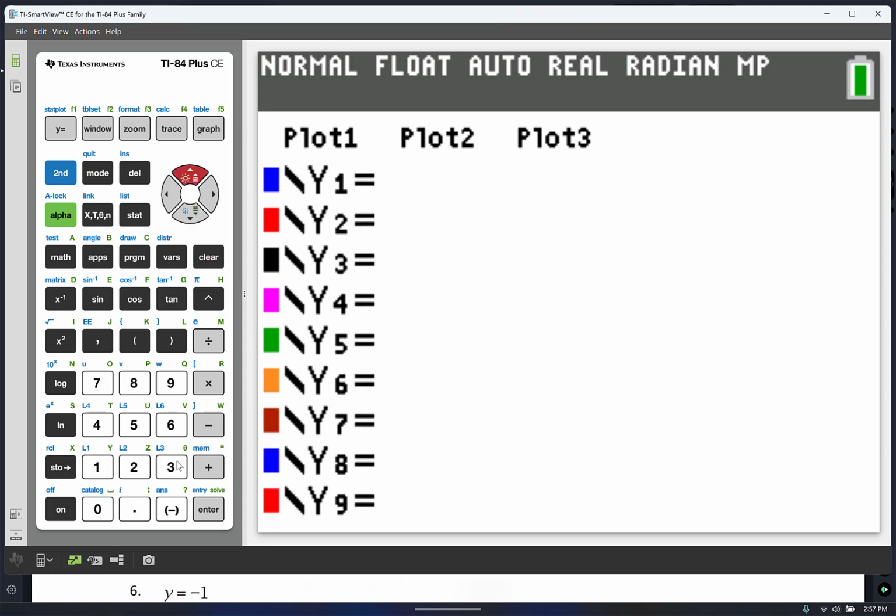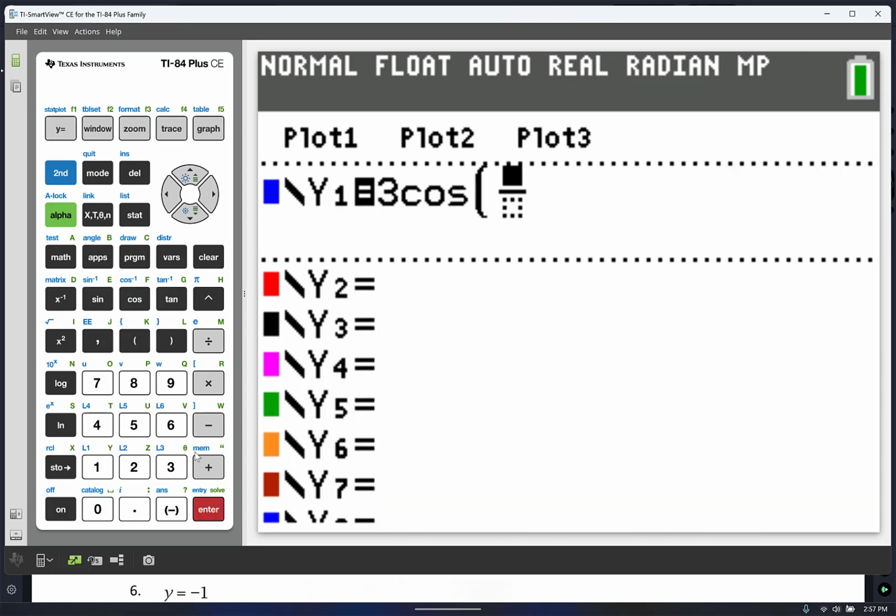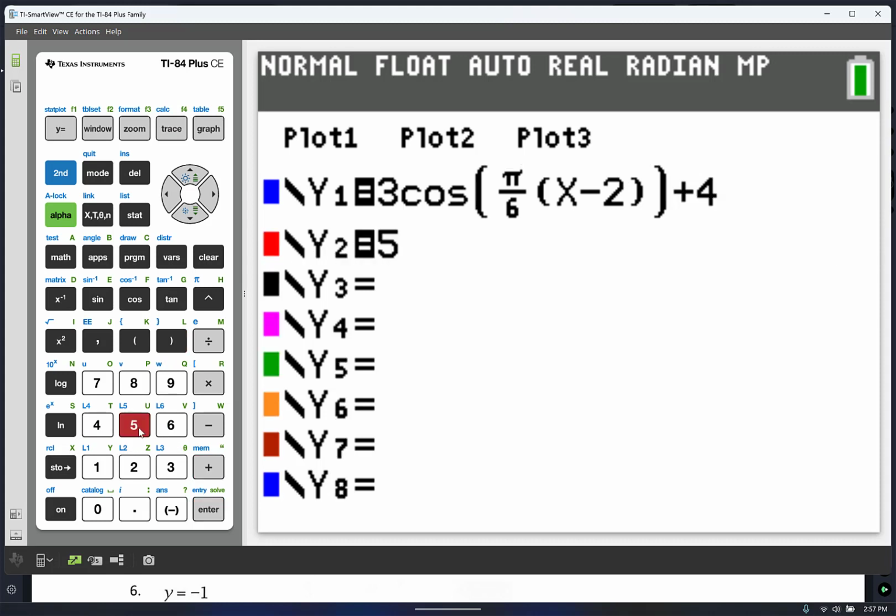All right, what is it? 3 cosine, alpha y equals, enter, pi over 6. I like how the programmers put a little curly on the pi. They didn't have to, but they did. Parenthesis, what was my peak? X minus 2, close, close. What was your midline? Plus 4. Go to y2, put 5. Don't push graph yet.